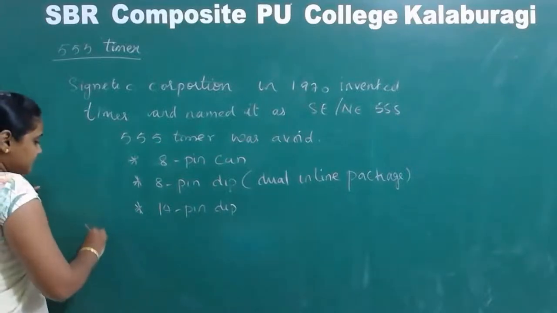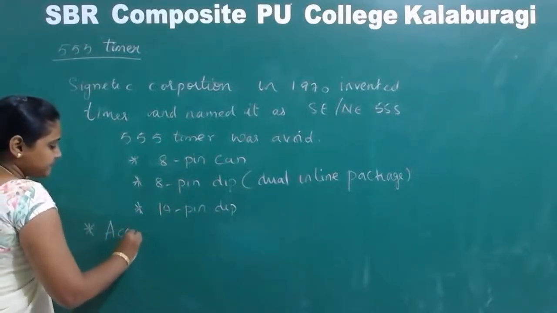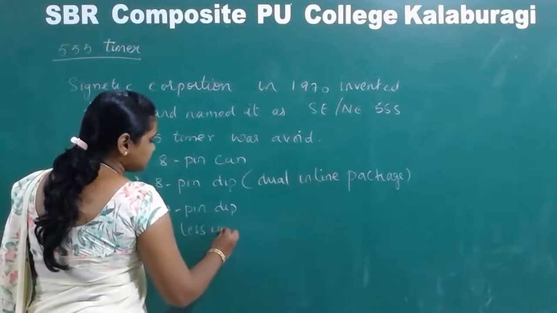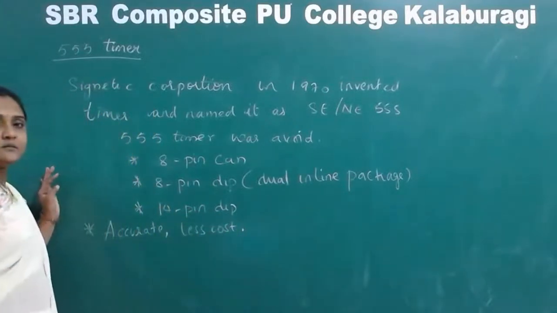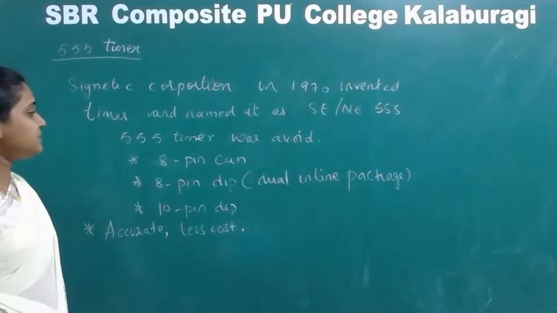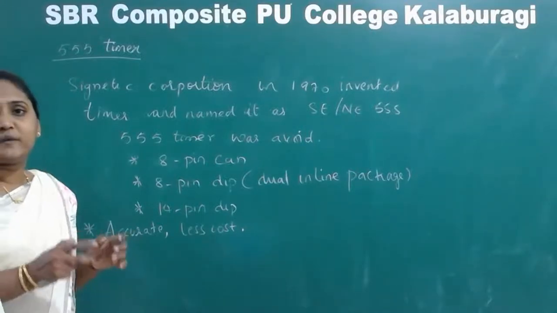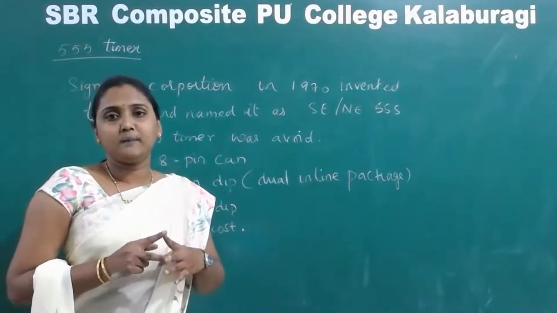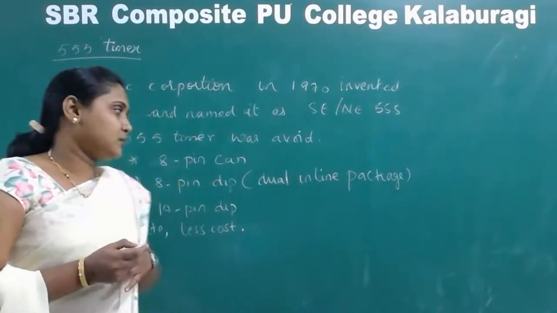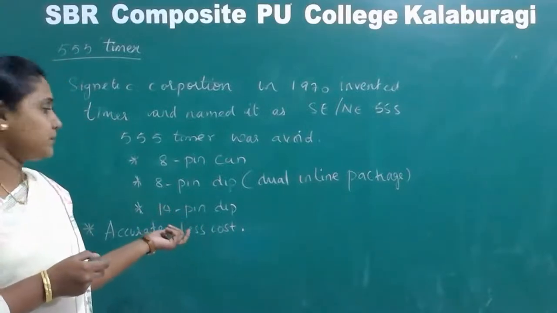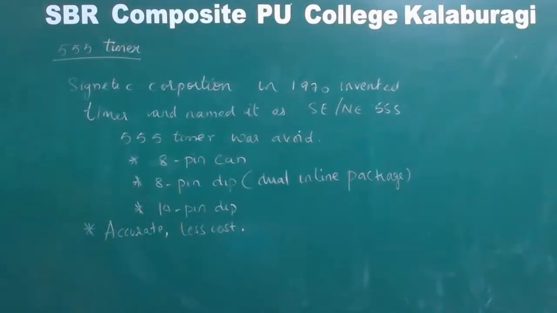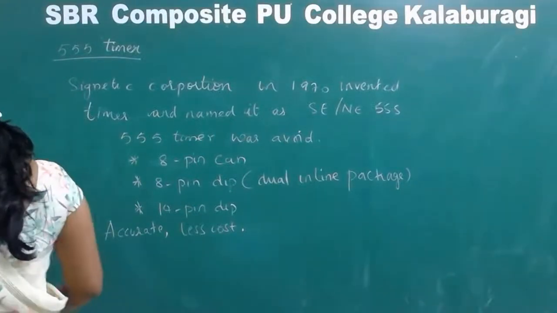Okay. And the reason the 555 became popular is that it is accurate, less in cost, and has high precision also. Because of these reasons, the 555 became very popular and was readily used in all applications wherever timing circuits or a square wave were required. In many monostable and bistable multivibrators, the 555 timer is used. So this is the introduction to the 555.